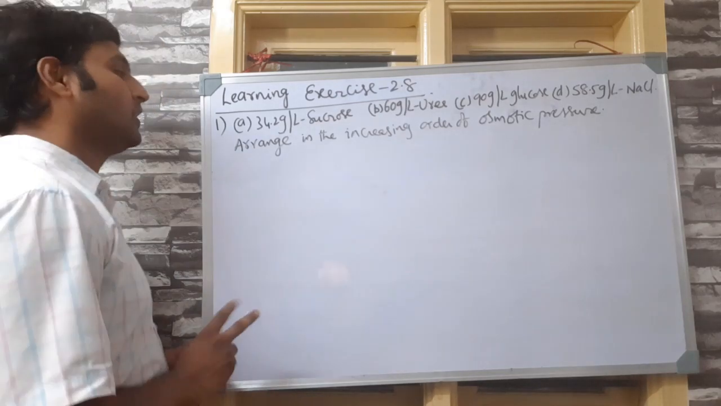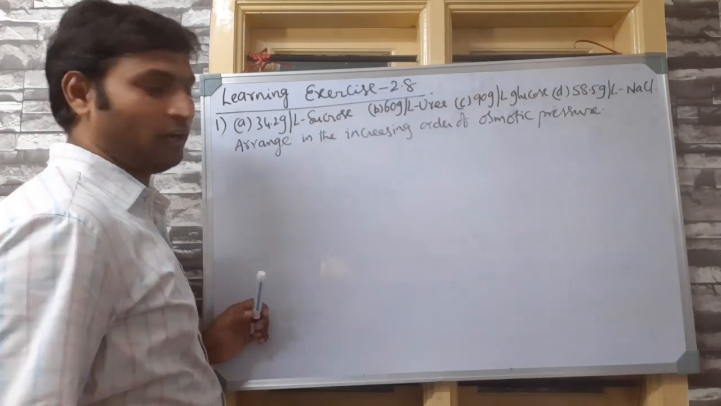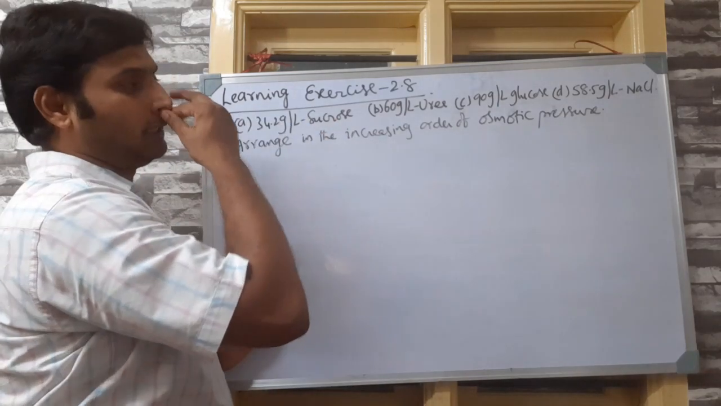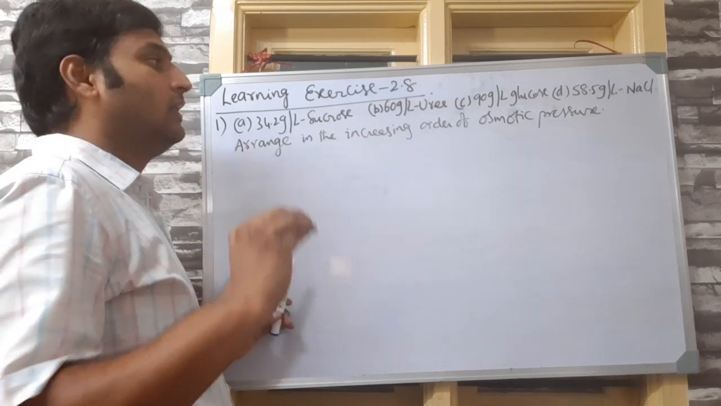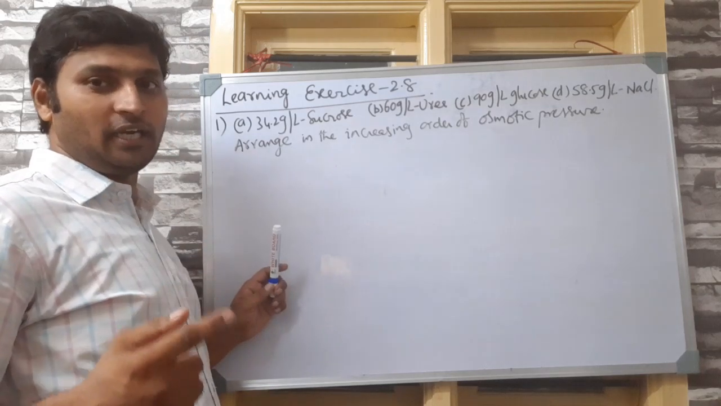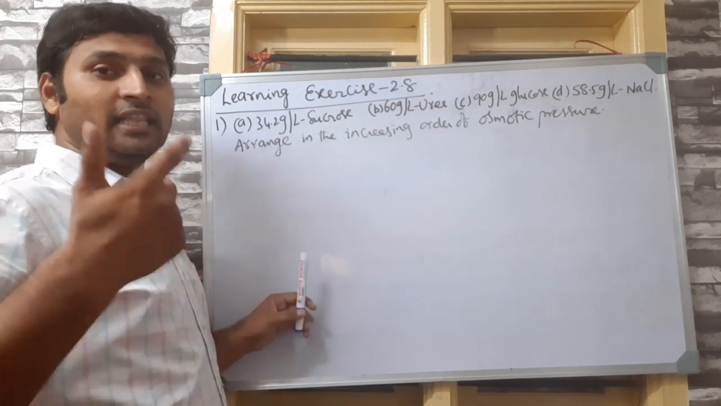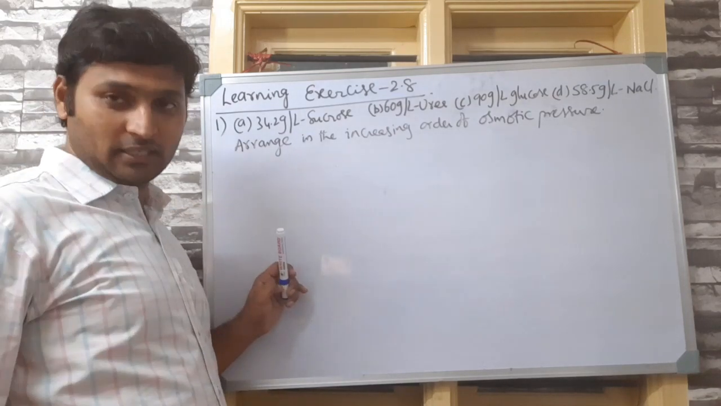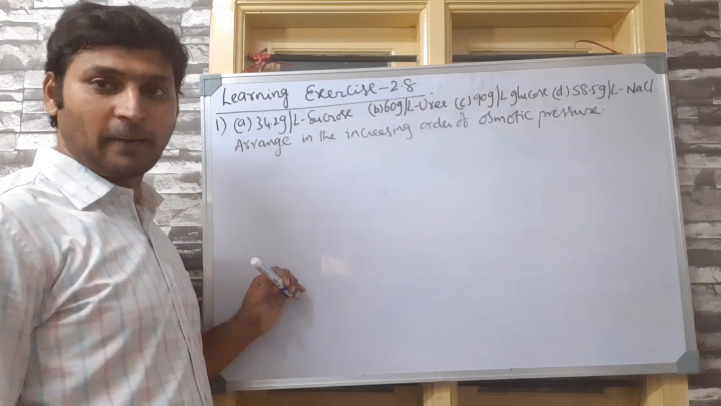Let us check. See, sucrose, urea, glucose and sodium chloride, 4 solutes are given and arrange them in the increasing order of osmotic pressure, he said. Now you see, whenever such questions are asked, if there is a possibility for dissociation and more number of particles are formed, the one which produces highest number of particles shows highest value of osmotic pressure, because colligative properties are directly proportional to number of particles.